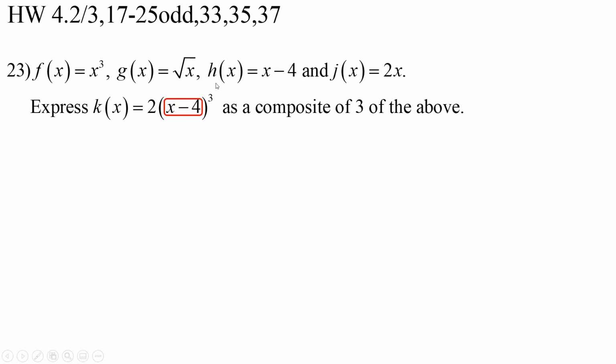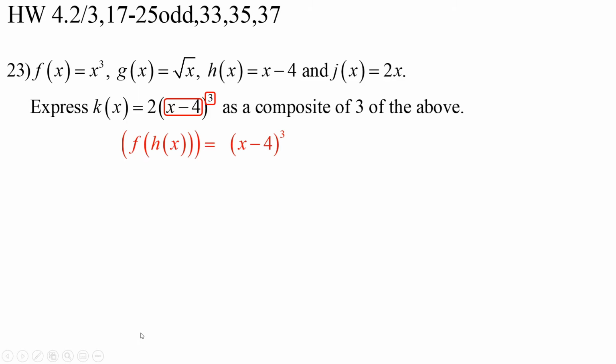So I'm going to start on the left with h of x, and what does h of x equal? X minus 4. There you go, right? Now, what are we doing to this x minus 4 first? Think order of operations. We're cubing. Is there a cubic function? Look at f of x. F of x equals x cubed. So if I go f of h of x, I will have x minus 4 to the third power. There, look at that. Wow, that's cool.